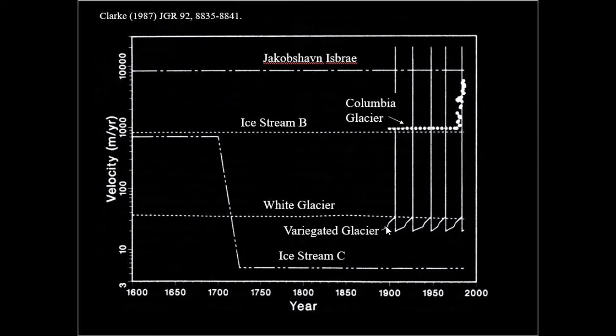of tens of meters per year to very short periods where the flow velocities exceed even the fastest rates of glaciers such as Jakobshavn glacier, and then returns to normal. And then after a quiescent phase, another surge. Quiescent and another surge, and this rapidly fluctuating regime, that's what surging glaciers look like on this kind of graph.